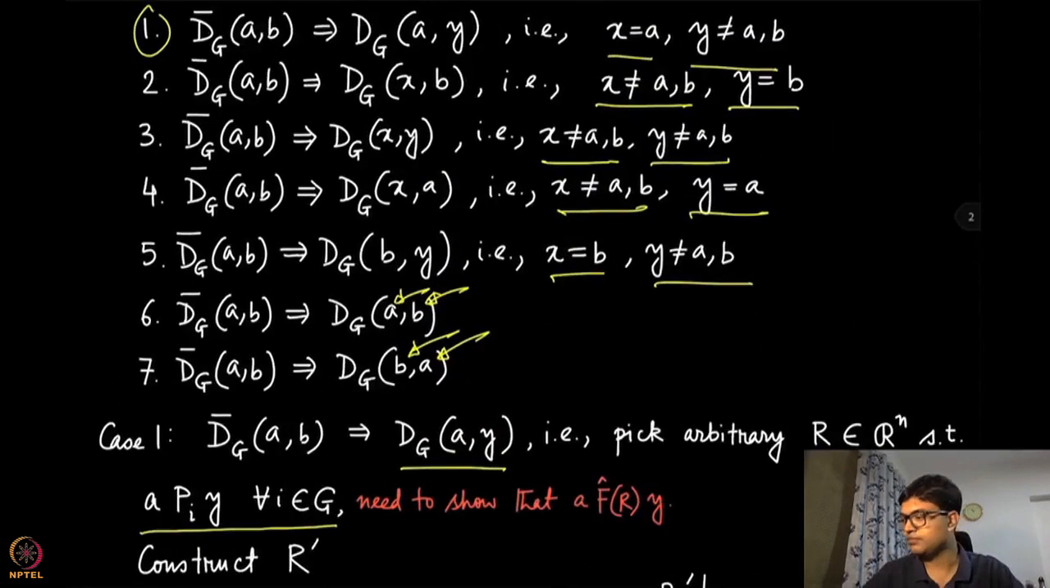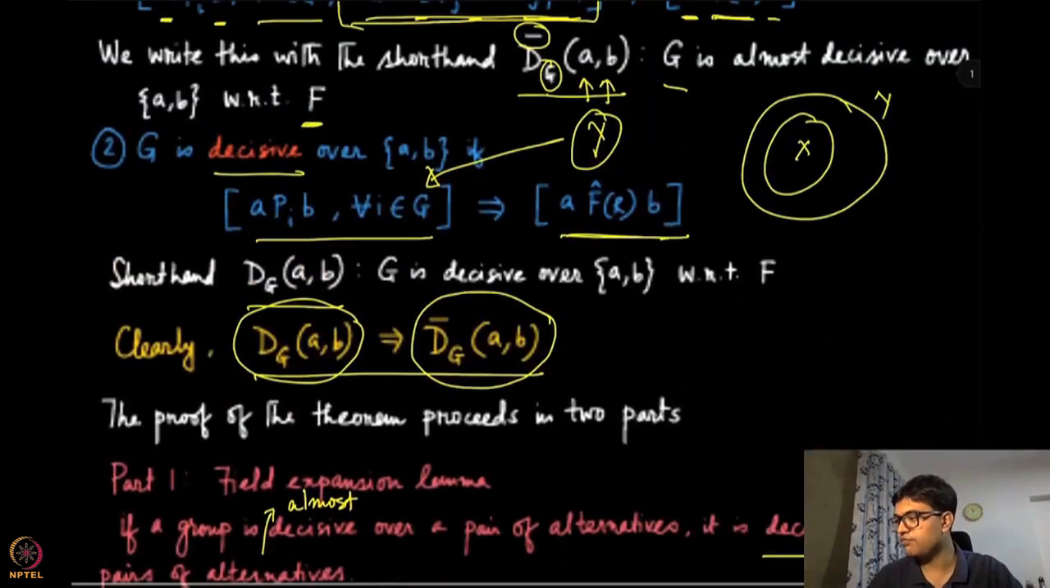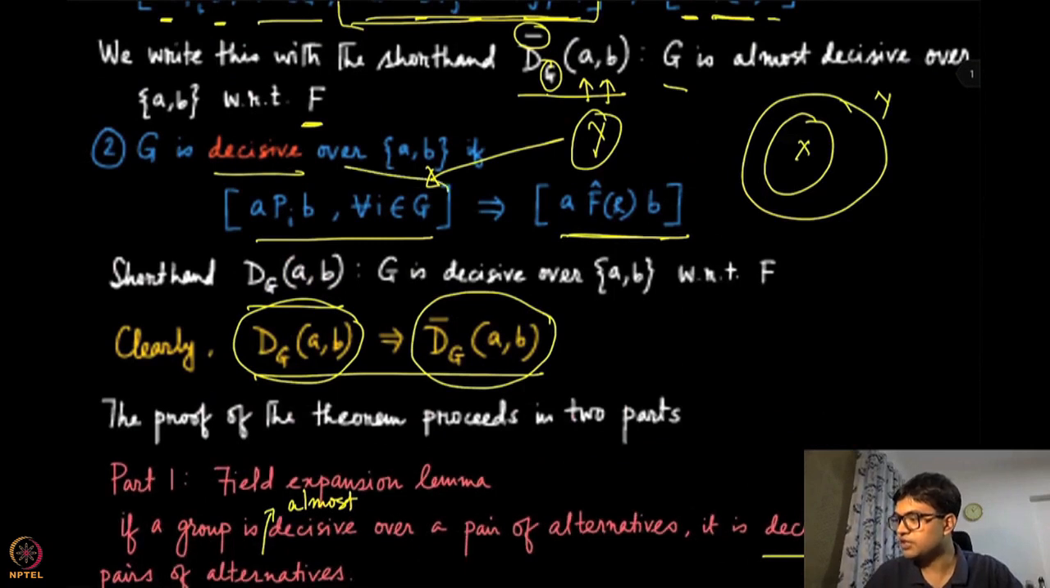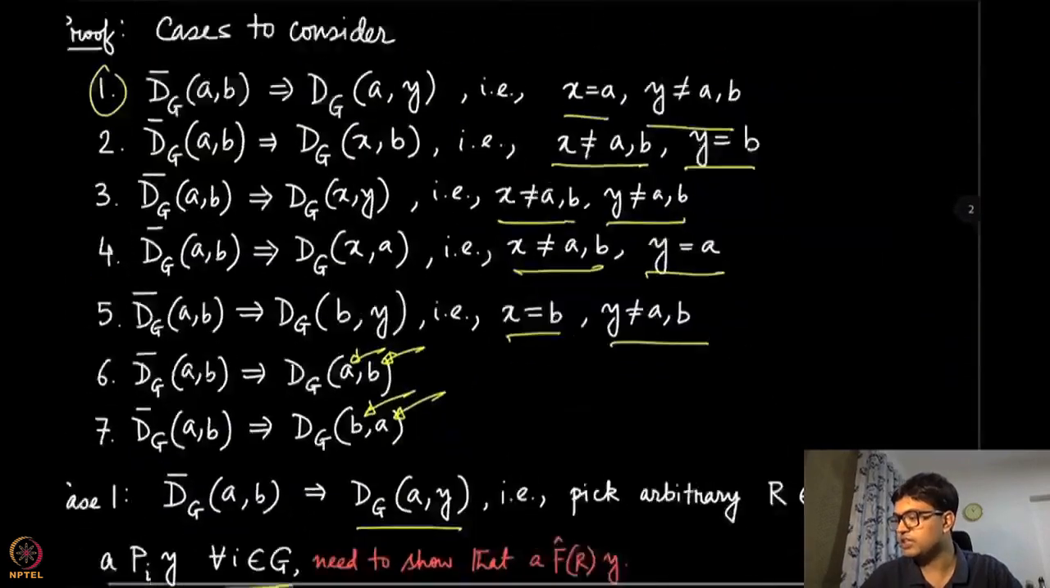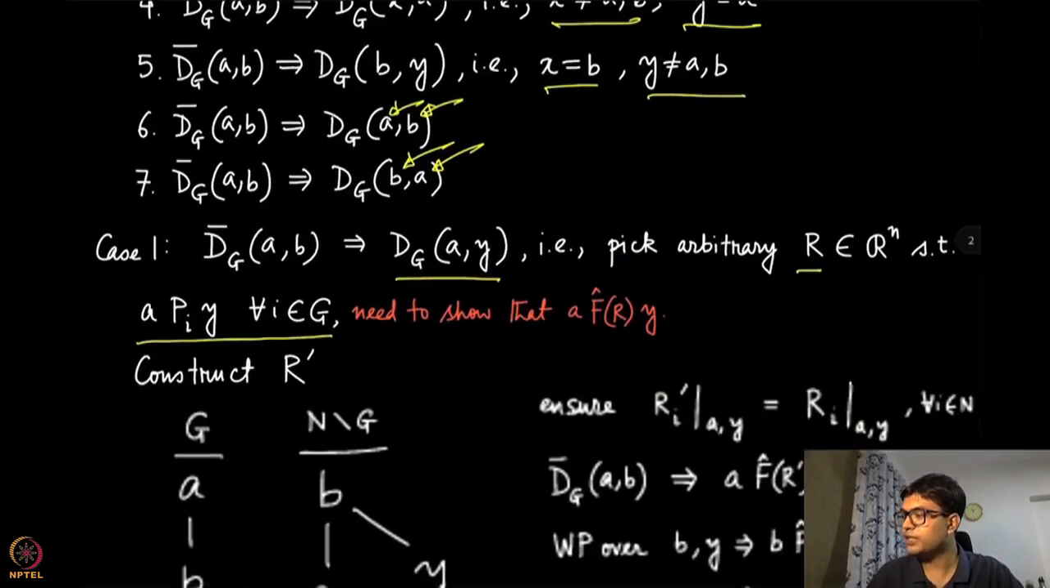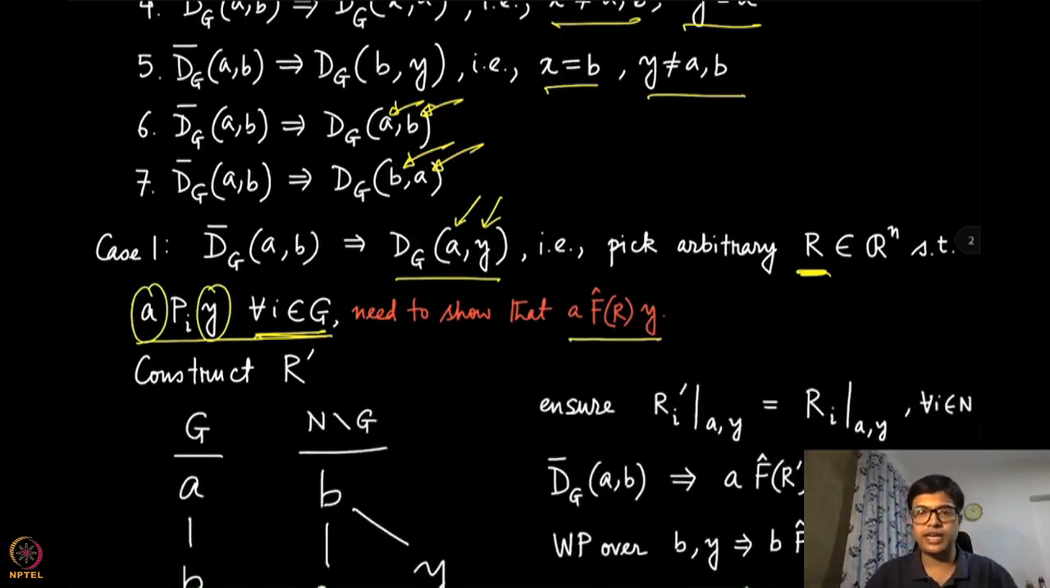So you might be wondering, what is that if part? The if is nothing but this part. So if this holds, then we'll have to show this. So in this context, what is that if? You can pick some arbitrary R on which, because we'll have to show this decisiveness between A and Y, A is strictly preferred over Y for all the agents in that group G. And then we'll have to show that when you are looking at the aggregated outcome, there also A should be strictly above Y. This is something that we'll have to show, and this is what we are given.